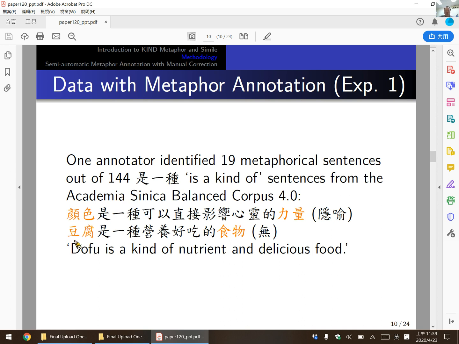So we can see again, "tofu is a kind of nutritious and delicious food." Here we consider it not metaphorical at all. It just tries to explain tofu by its analogy to 食物, the food. But from the Sinica corpus, we also retrieved sentences such as 颜色是一种可以影响心灵的力量. Here 颜色 and 力量 are considered by our annotator to be a metaphorical usage in this sentence.